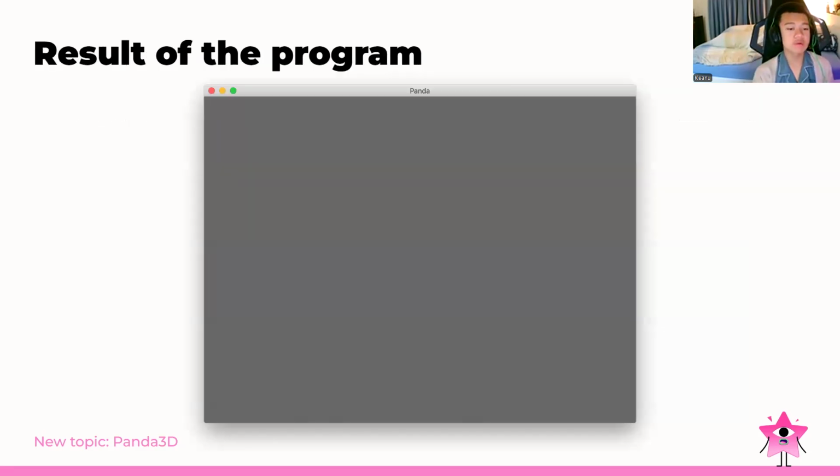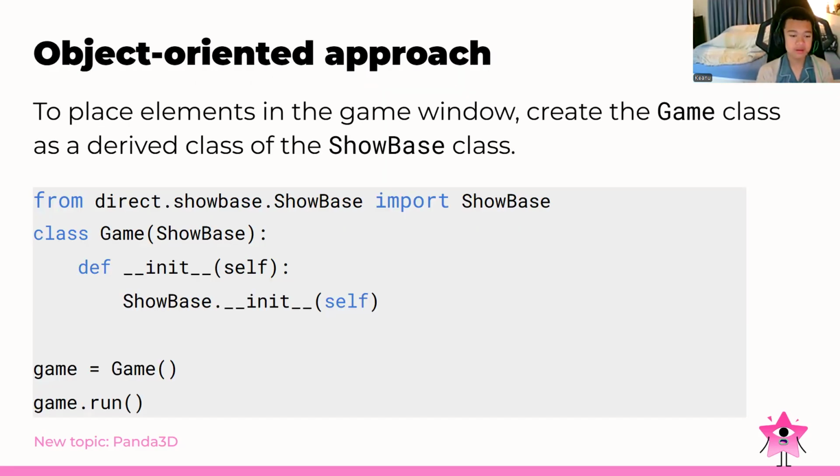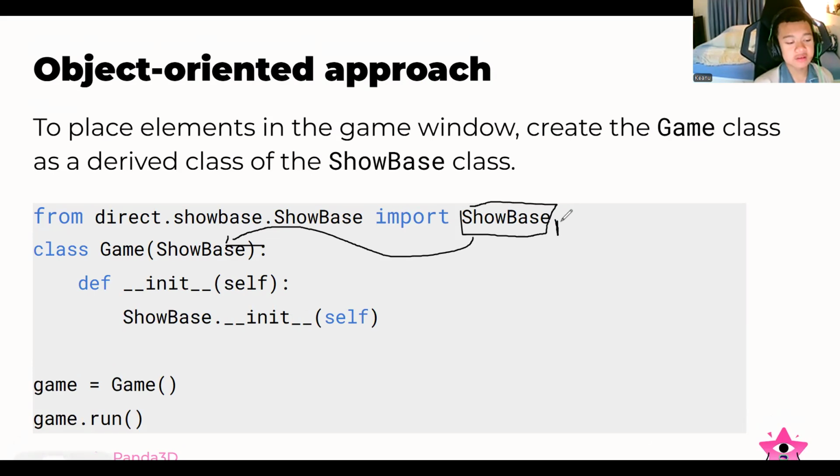Wait, can you go back? I want to understand the code. Okay, from direct.showbase import ShowBase. ShowBase is this one that we are importing here. So basically it will be the parent. Then we use the class because we want to get the information from the parent class into Game. Will we use a super class for this one?